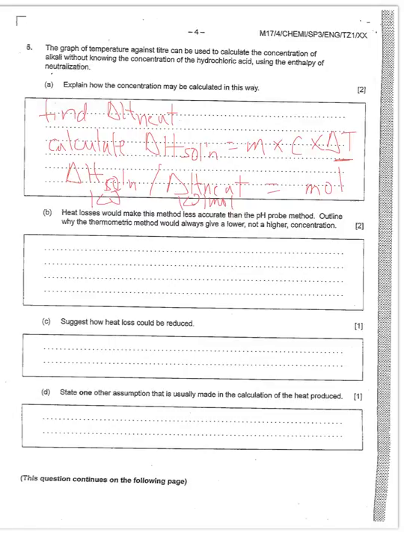And then B says heat losses would make this method less accurate than the pH probe. Outline why the thermometric method would always give a lower, not a higher concentration. Well, heat loss will mean a smaller delta T. So in mc delta T, the formula we're using will give us a lower delta H, or a lower heat value. So the moles of base is always going to be skewed lower because of this.